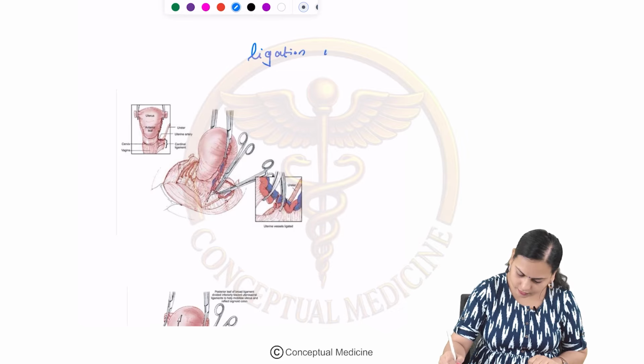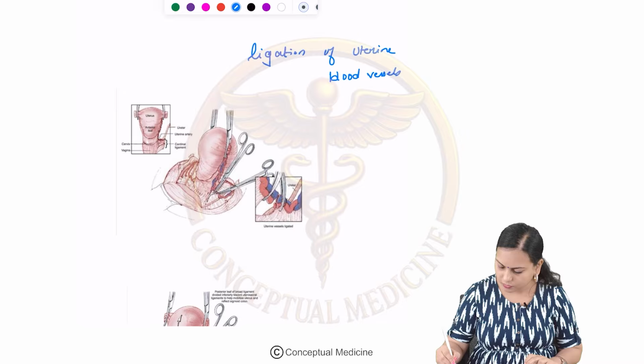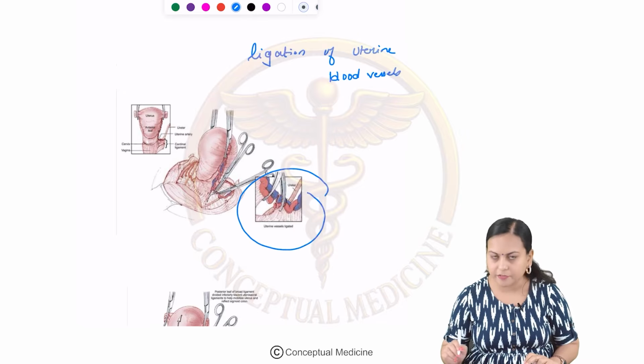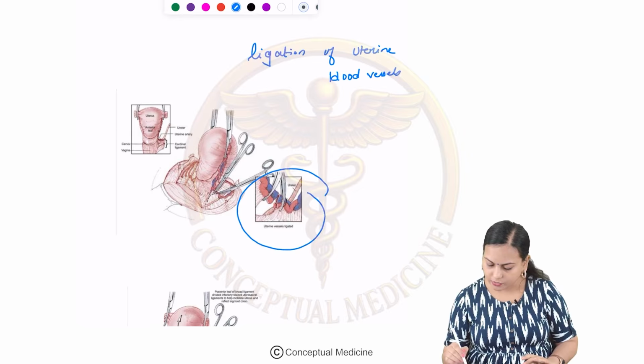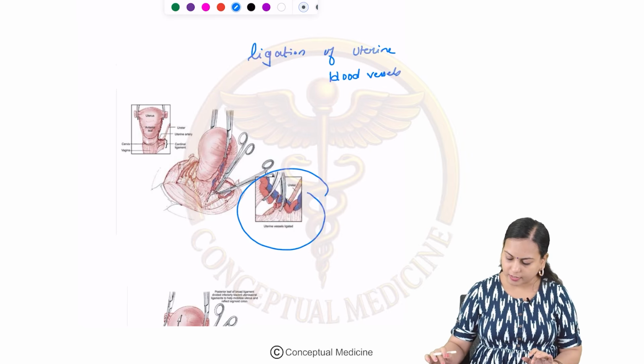Right. Next one is ligation of uterine blood vessels. Here you are able to see the uterine blood vessels that are running across the lateral wall of the uterus. So that will be ligated and cut.